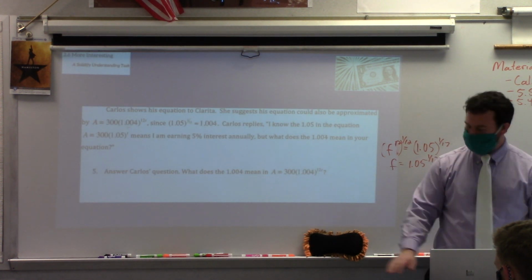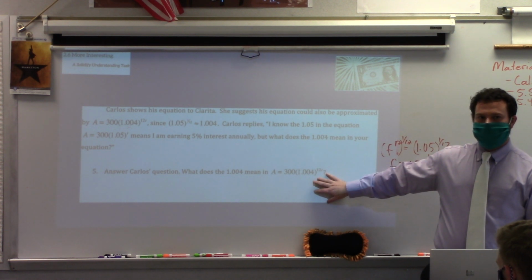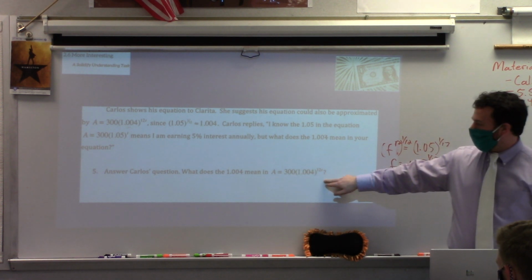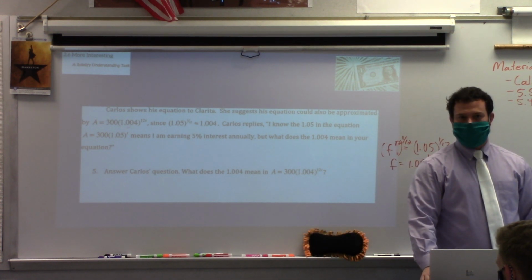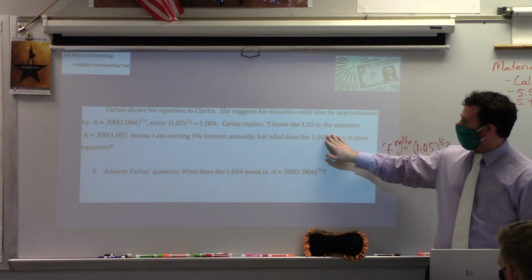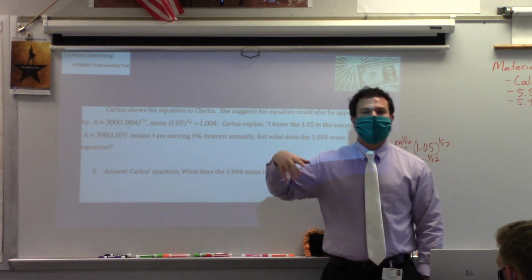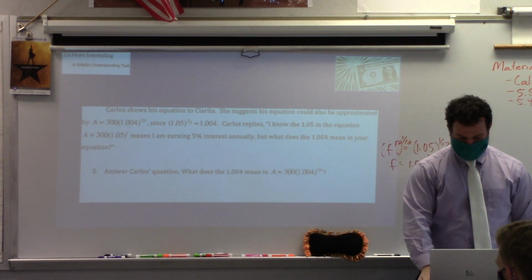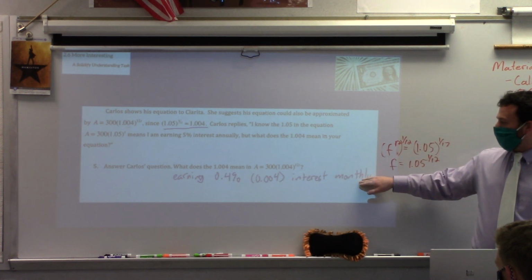Okay? And I believe you talked about this number 5 with Mr. Liplum, right? What was this 1.004 meaning? 0.4% monthly rate. The monthly rate, remember this 1.004 came from the 1.05 raised to the 1/12, right? So it was the monthly constant factor, so earning 0.4% interest monthly.